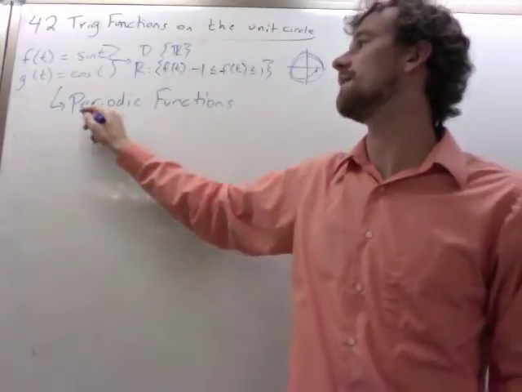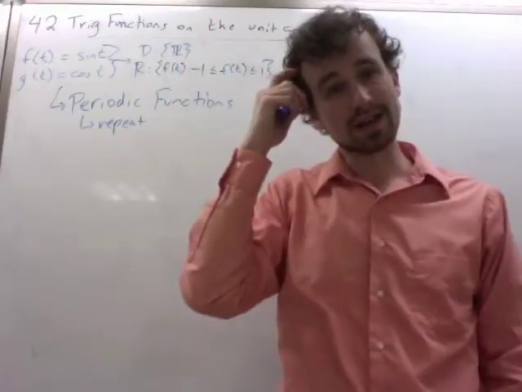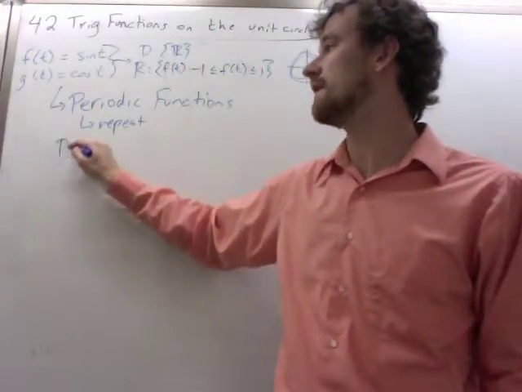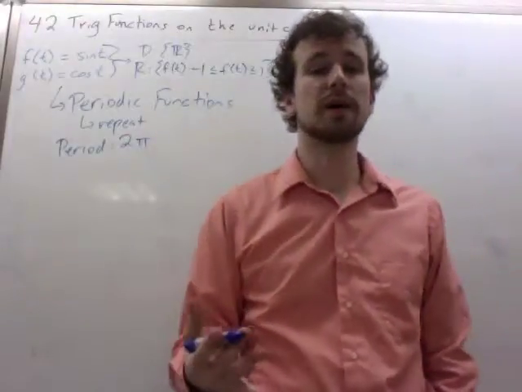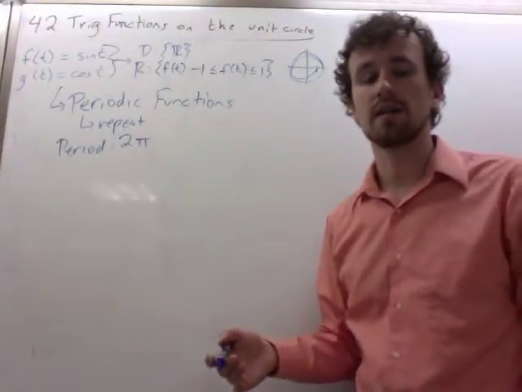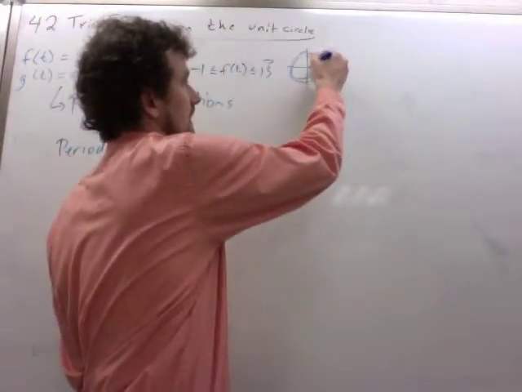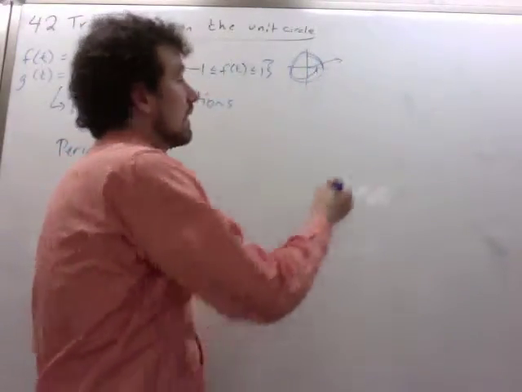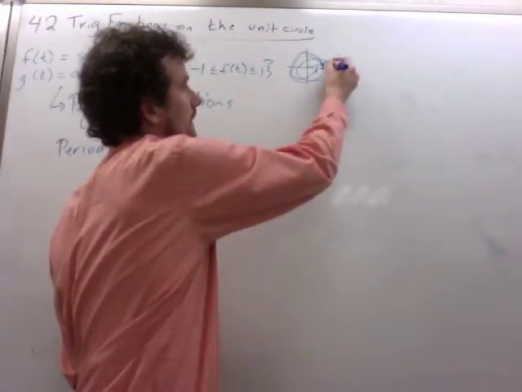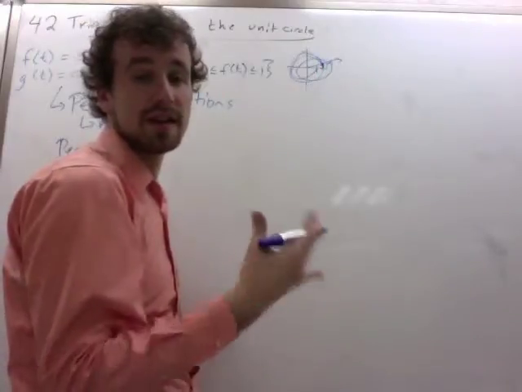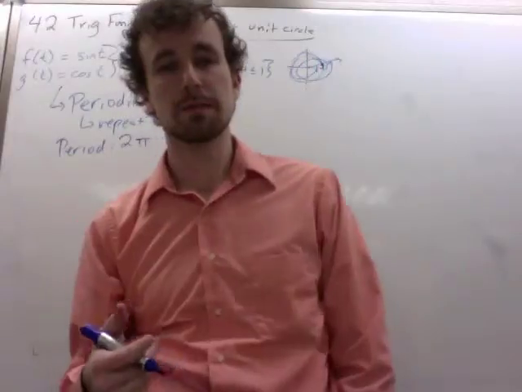They're called periodic because they repeat. In the case of sine and cosine, their period is 2 pi. So after 2 pi, they start repeating. And you can see that by looking at the unit circle. If we look at an angle right here, well, if we go here, that's one angle. If we go all the way around and into there, that's another angle, but they're hitting the same point on the unit circle, and so they're going to have the same trig functions.